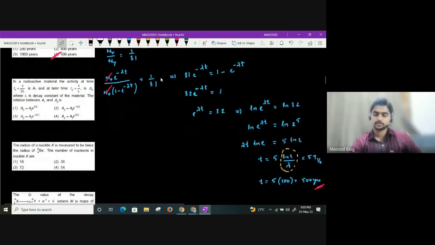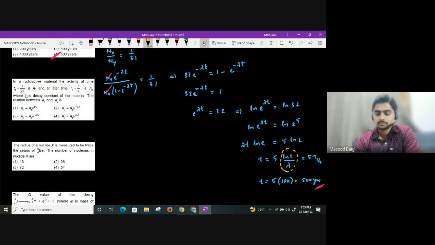Hope it is clear. Expression, if you see: in a radioactive material, activity at time t1 is 1 by 2λ, is A1. At a later time, it is A2, where λ is the decay constant. The relation between A1 and A2 they are asking. So what can we write A1 value as, beta? I can write A0 e^(-λt1). Yes or no? And what will A2 value be? It will be A0 e^(-λt2).